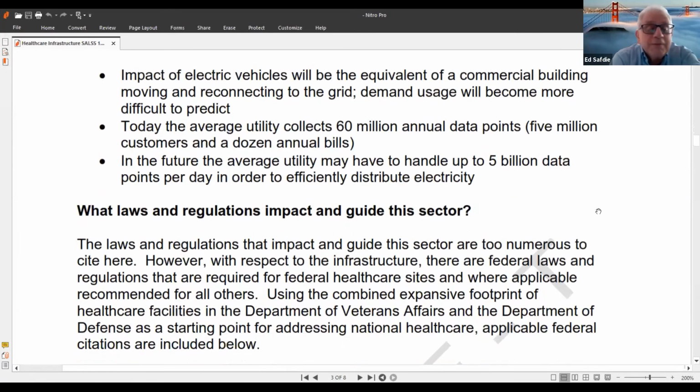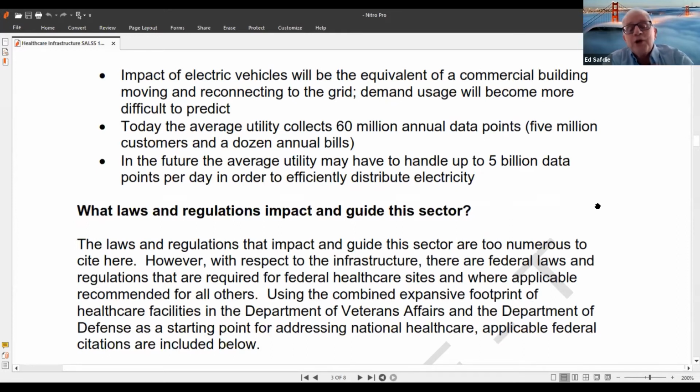Oh, yes, the impact of electric vehicles on the grid for the nation as a whole is going to be substantial. It'll be the equivalent of a commercial building moving around and reconnecting to the grid, drawing power. Today, the average utility can collect 60 million annual data points for 5 million customers and a dozen annual bills. In the future, it may have to collect up to 5 billion data points. All these things can have a cascading effect on the healthcare infrastructure.